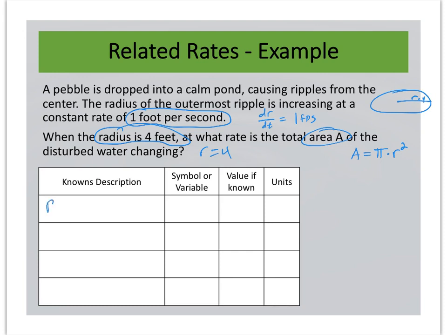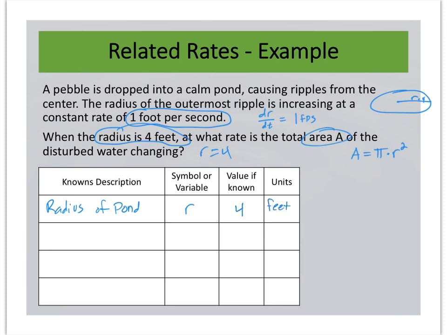So one of the known descriptors is I know the radius of the pond. I'm going to say the radius of the pond. I know the radius of a circle is represented by r, and the radius I know to be the value 4, and the units of the radius for this pond are in feet.